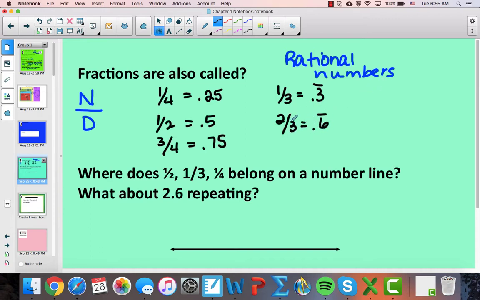And look at that. 1/3 is 0.3 repeating, 2/3 is 2 times it, so 0.6 repeating. The other ones are 1/5. 1/5 is 0.2, or 20%. So what do you think 2/5 is?